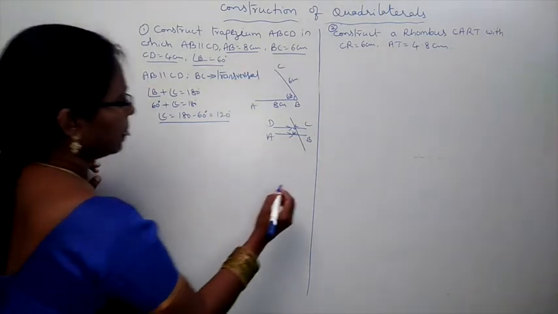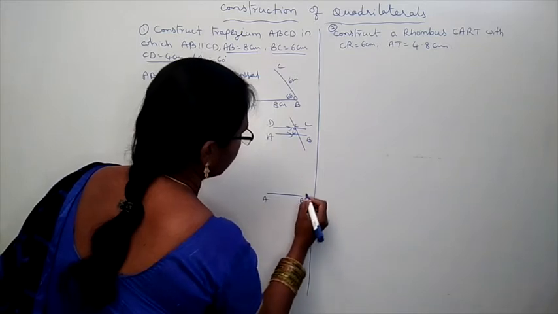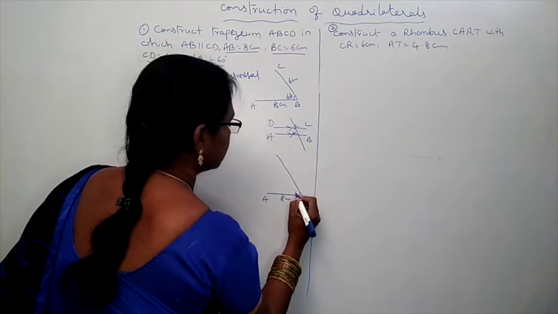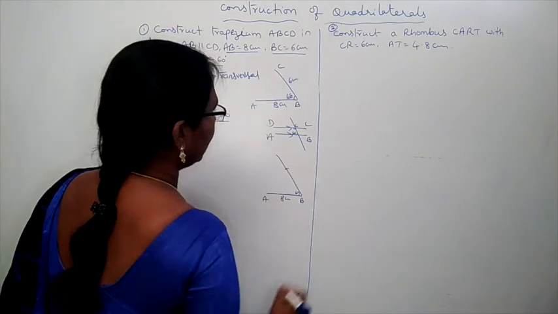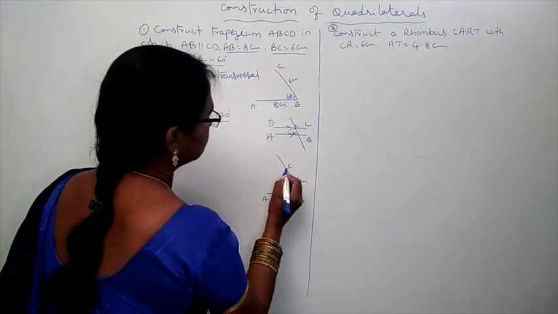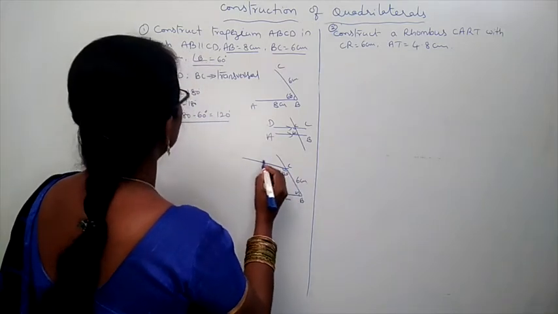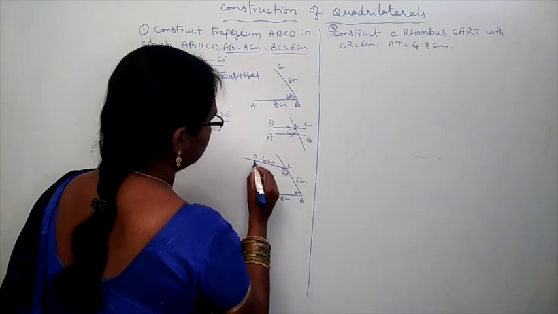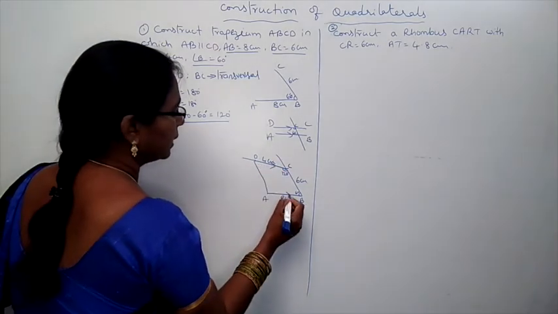Now how to draw? AB, again 8 centimeter, 60 here, one arc 6 centimeter, angle C 120, here 120 degree. Then CD how much? 4 centimeter, this is the D, 4 centimeter, then you can draw. Like this you will get these two are parallel.